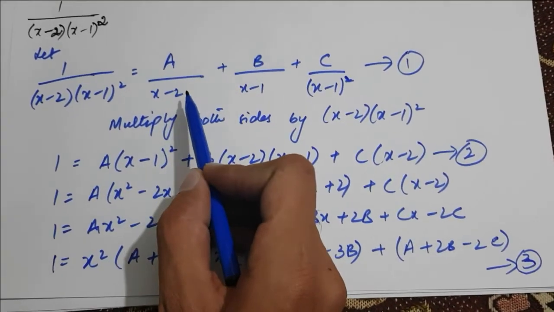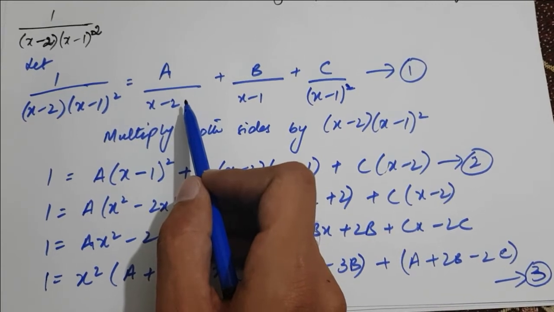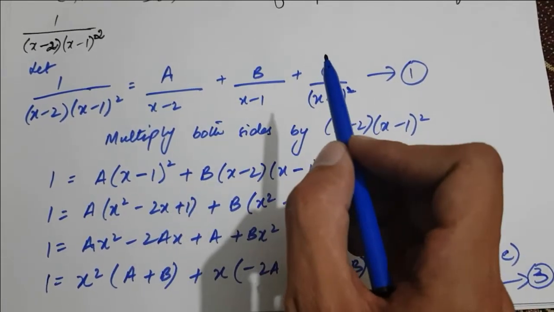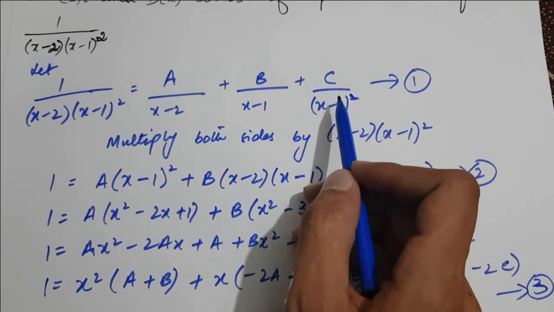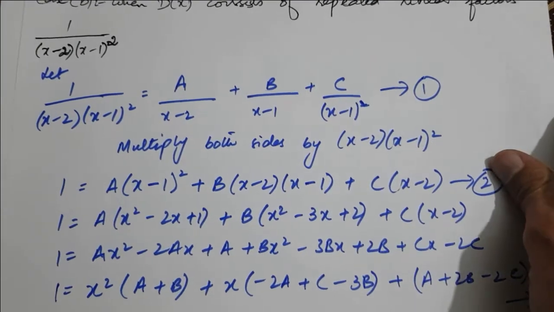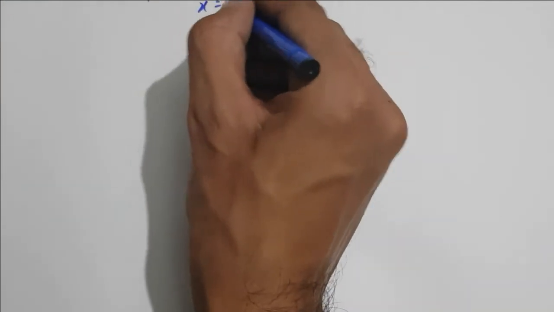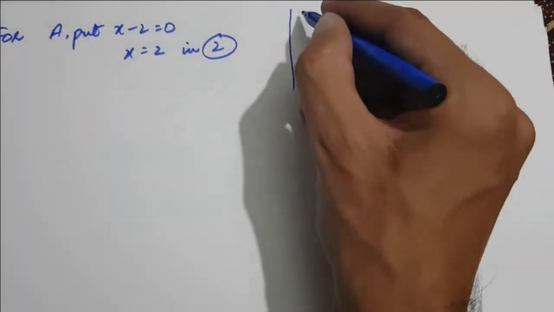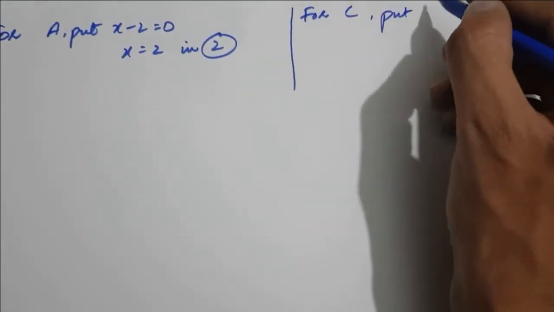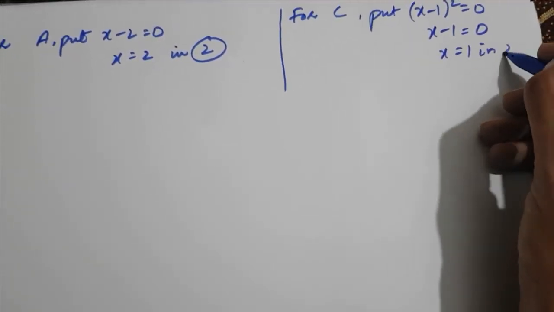To find the value of a, which is above the non-repeated linear factor, we use the zeros method, and also we can apply it to find the value of c, which is above the denominator having greater power. That is, for a, put its denominator equal to 0 in equation 2, and for c, put its denominator equal to 0 in equation 2.